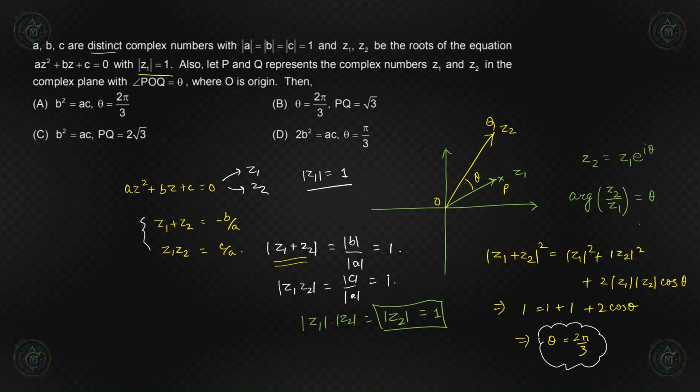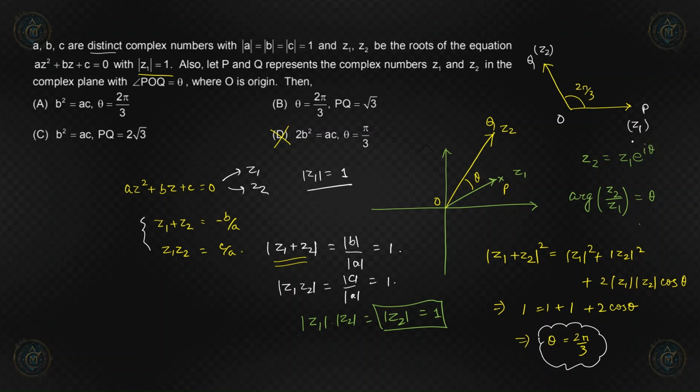This is known. That means if we check the options, option D is eliminated from our answers. Okay. So let's check the other information to find out the correct options. In this case, we have two vectors of equal length, and the angle between these two vectors is equal to 2 pi by 3, right? So 2 pi by 3 like this. That means this point is O, this point is Q, this point is P, right? This is our Z1, this is our Z2.